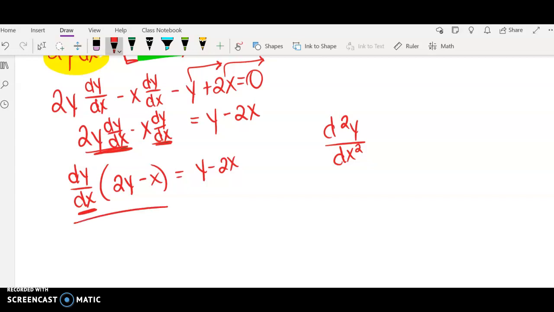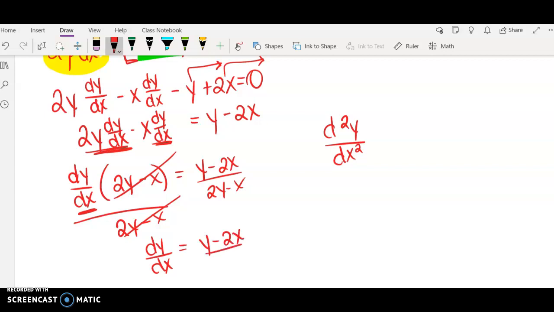So we're going to divide both sides by that 2y minus x. And that's going to tell me that the derivative of y with respect to x, my first derivative, is equal to y minus 2x all over 2y minus x.